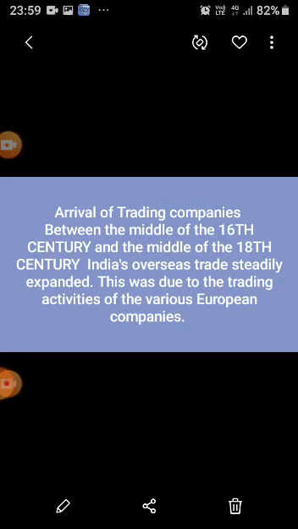Fine, students? The arrival of the trading companies was between the middle of the 16th century and the middle of the 18th century. During that period, the last Mughal ruler Aurangzeb was there, and he expired in 1707. Between that period, traders from the British island had already landed in India. The trading was steadily moving and expanding because India was a fertile land. Fine. This was due to many different activities which we'll be covering in this chapter.